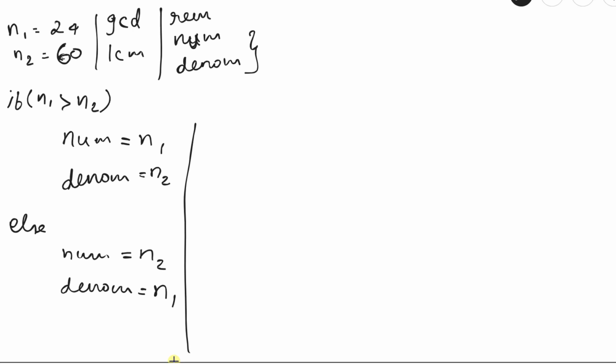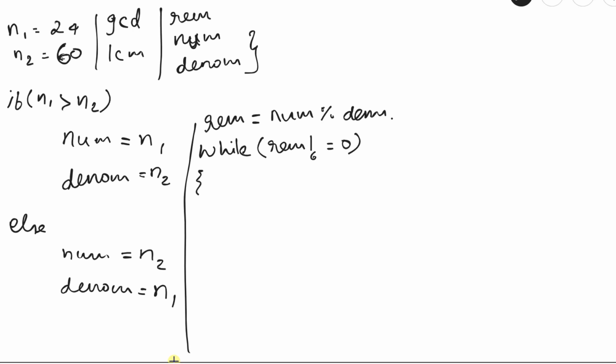Next, what we are going to find is the remainder. That is numerator modulus denominator. Whatever it is, even if it is 0, we will be storing this value, and if a remainder exists, that also will be stored in this remainder variable. Now we are going to check while remainder is not equal to 0. Okay, so now we'll go with these values.